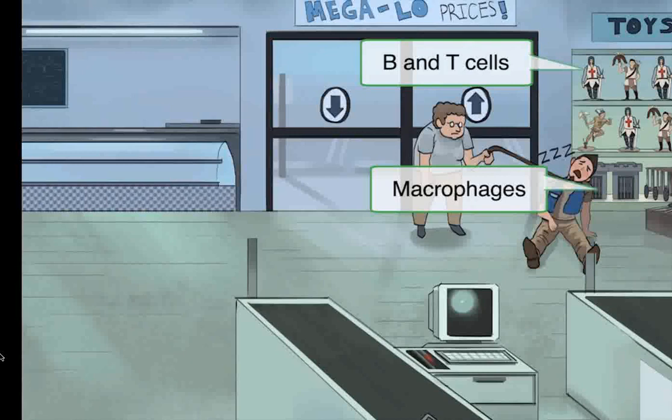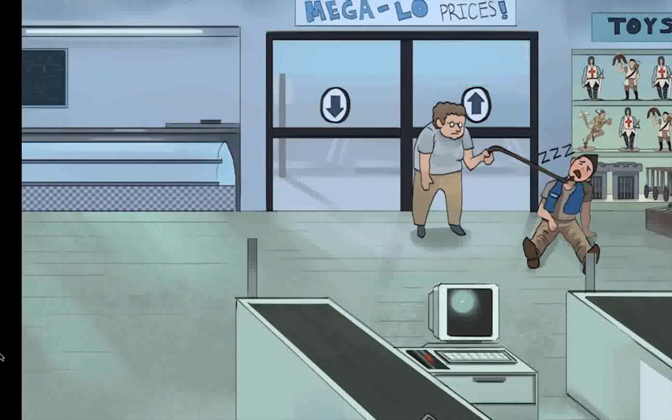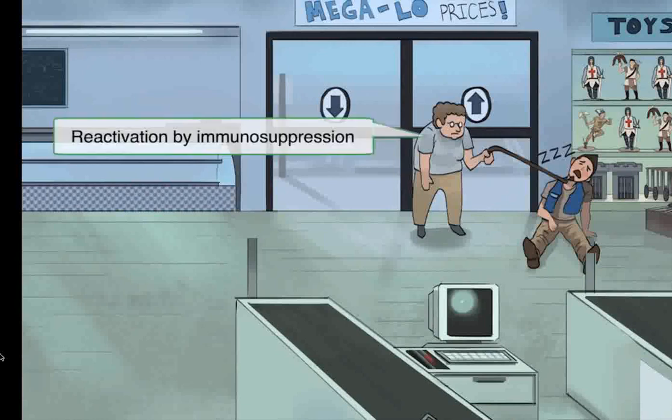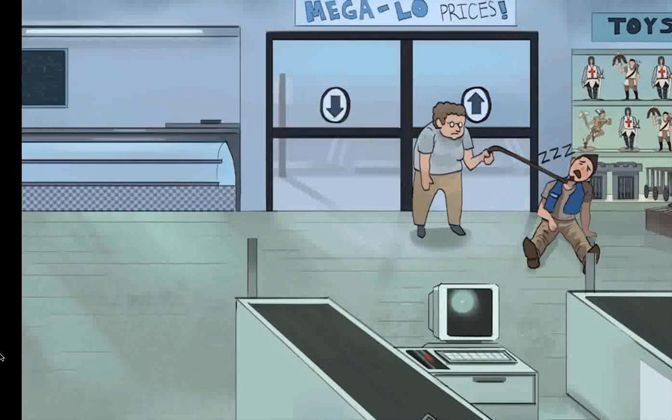So again, CMV can be latent in B and T cell lymphocytes and macrophages, all of which are known as mononuclear leukocytes. The virus can be reactivated when a person becomes immunosuppressed, represented by this old woman waking this man up with her cane. The cane, of course, represents immunosuppression, and she's using it to wake up the latent sleeping man. We'll go into more about immunosuppression later.